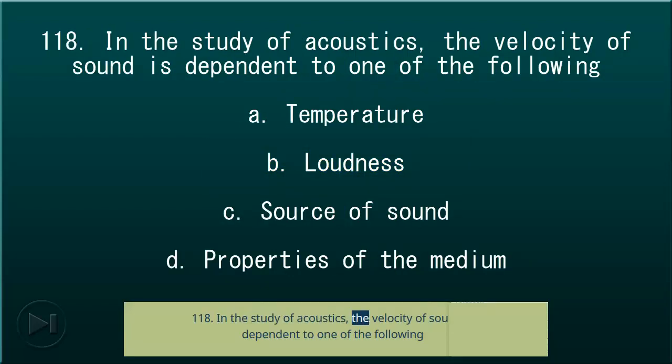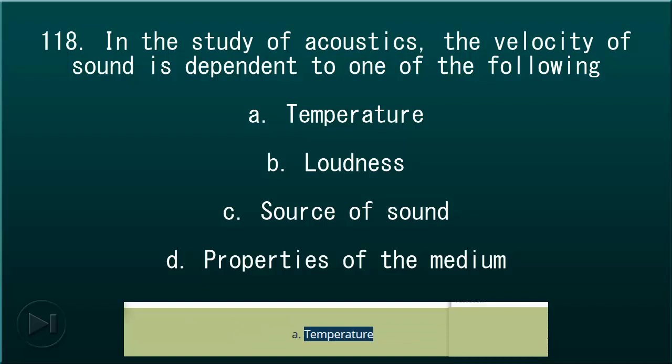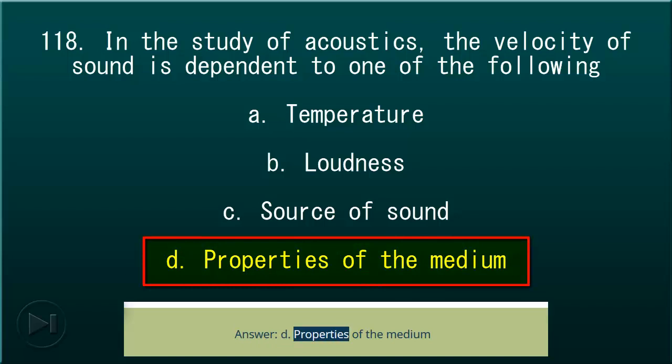118. In the study of acoustics, the velocity of sound is dependent to one of the following. A. Temperature. B. Loudness. C. Source of sound. D. Properties of the medium. Answer: D. Properties of the medium.